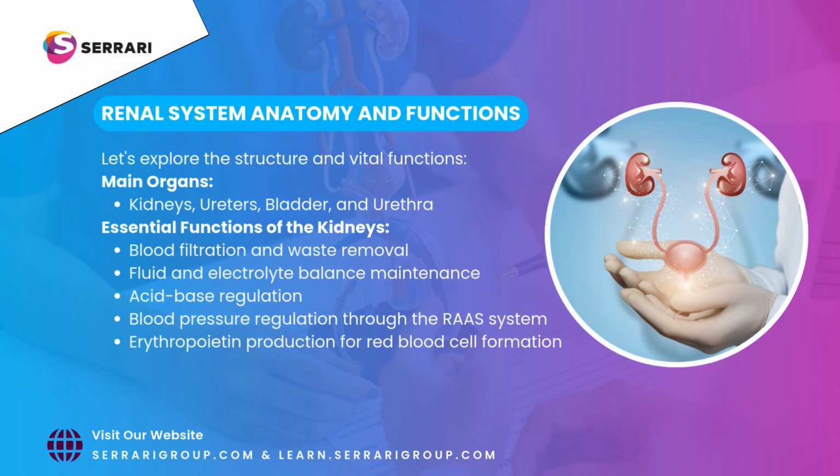Renal system anatomy and functions. Let's explore the structure and vital functions. Main organs: kidneys, ureters, bladder, and urethra. Essential functions of the kidneys: blood filtration and waste removal, fluid and electrolyte balance maintenance, acid-base regulation, blood pressure regulation through the RAS system, erythropoietin production for red blood cell formation.